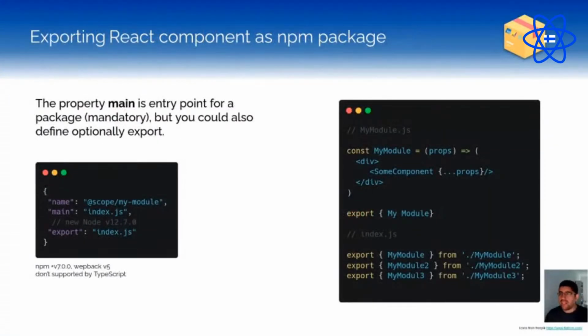The property main is the entry point for a package and is mandatory. Let's observe this example for a second. So we have a component, my modules, which I want to use somewhere else. Since in my package.json I have defined index.js, this is the file which I will use to export all my components. So if you see in the example, I am exporting several components under this name. In this way, these components will be actually used by other components or other projects or other bundle tools.